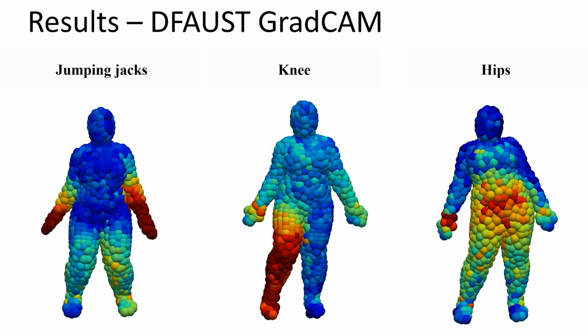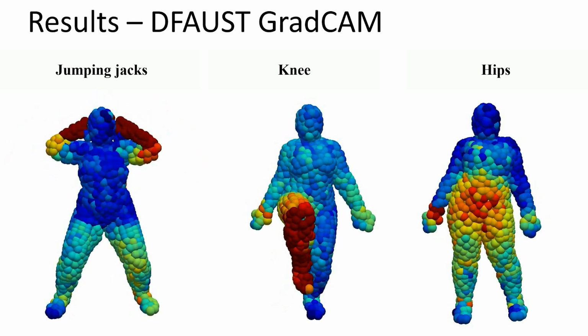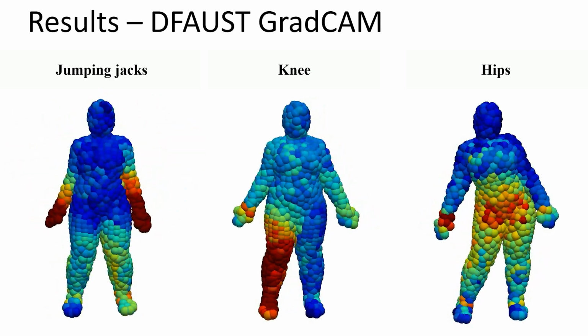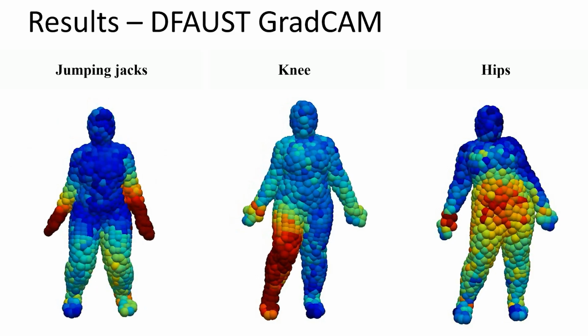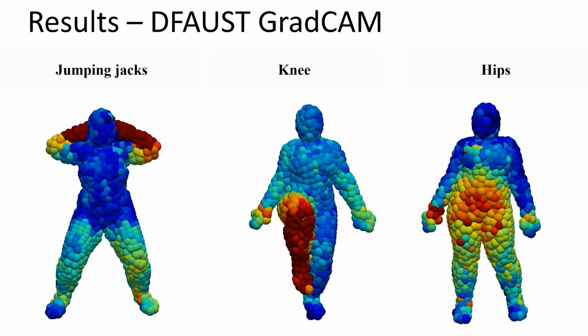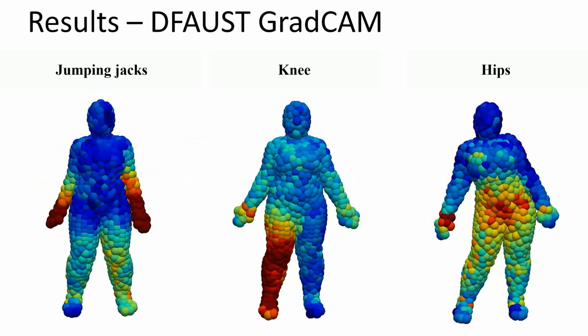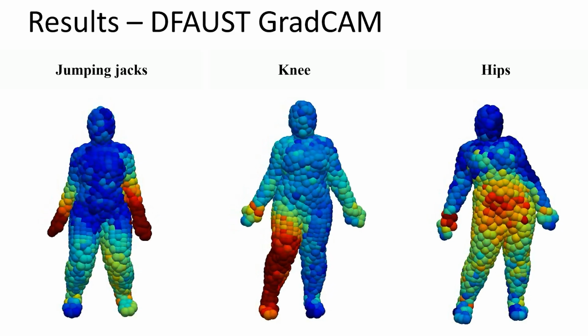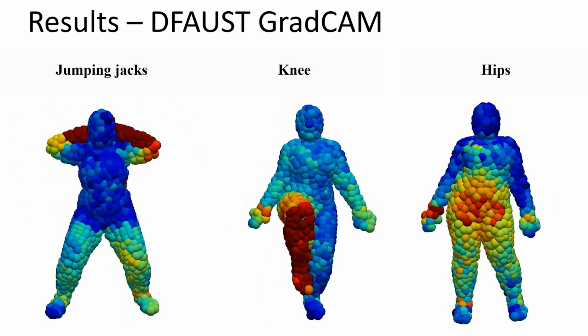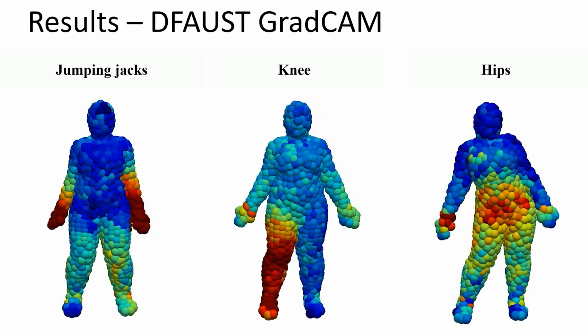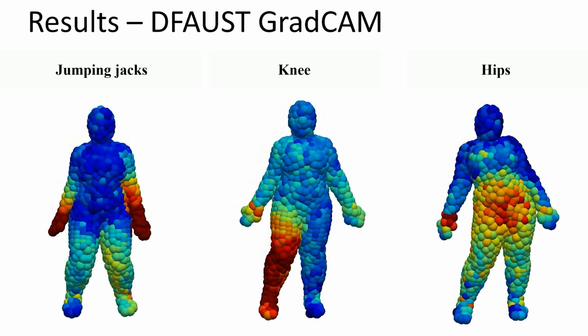What we found most interesting is visualizing the gradient magnitude on the point clouds using GradCam. It highlights where the network is focusing. For jumping jacks, it mostly focuses on the hands and a little bit on the feet. For the knee movement, it focuses on the knee, and for the circular hip motion, on the pelvis area.